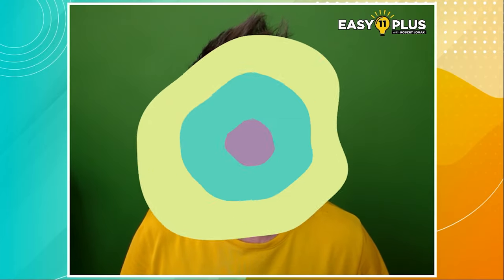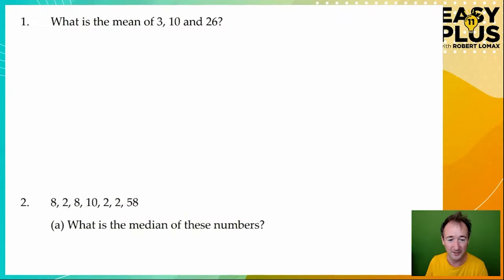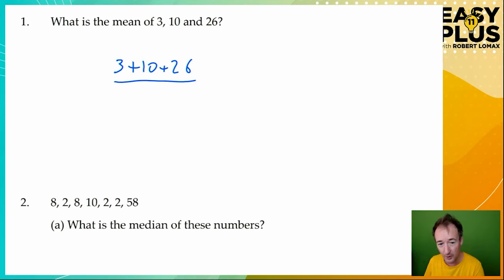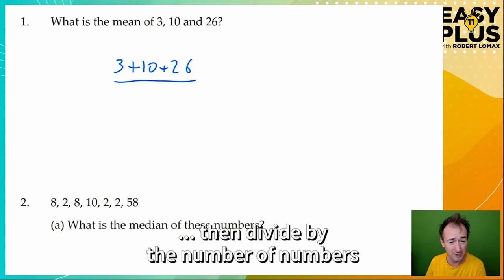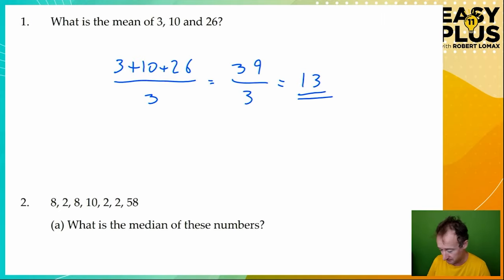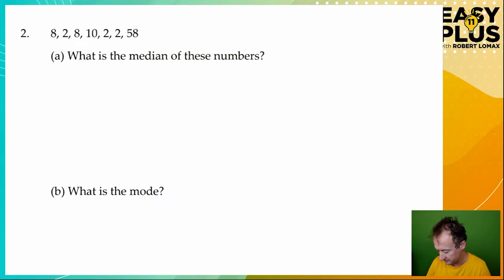Okay, let's get started. This is a classic question asking you to find the mean of some numbers, and finding the mean is dead simple. You need to add the numbers together and then divide by the number of numbers. There were three numbers here, so it's divided by three. 3 plus 10 plus 26 is 39, and 39 divided by 3 is 13. As simple as that.